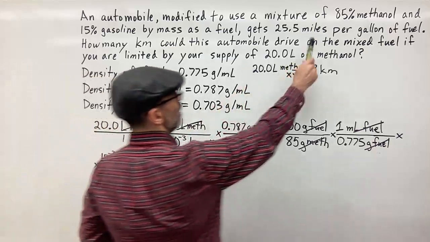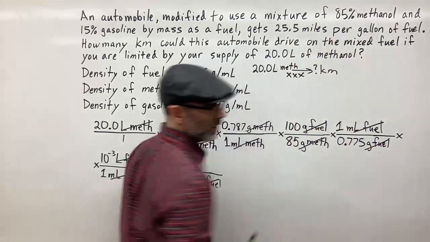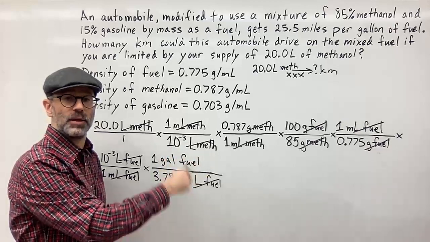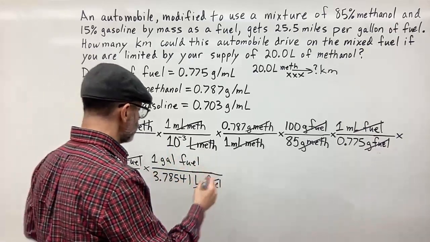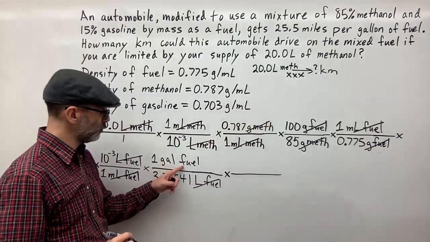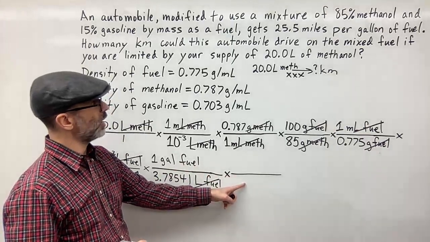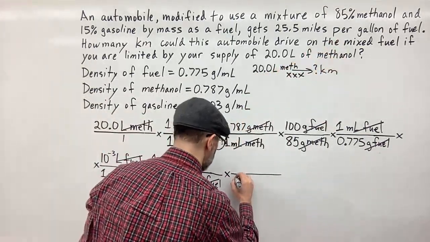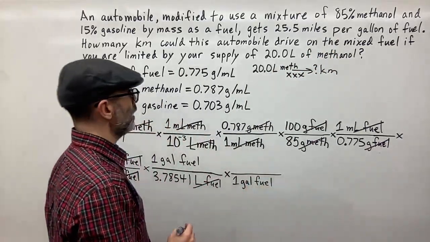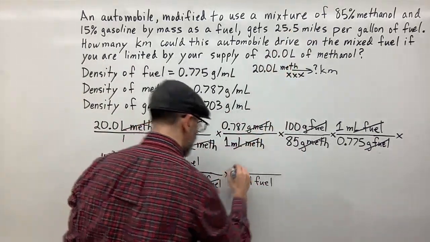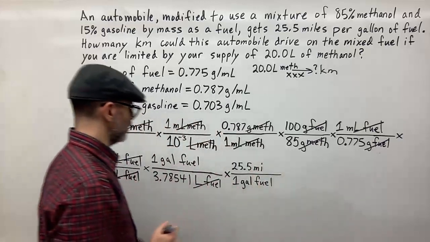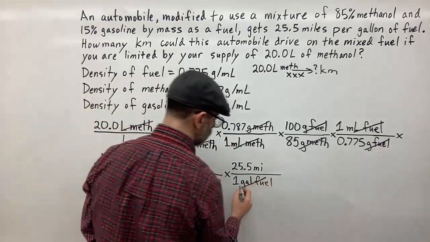Now I can use the 25.5 miles per gallon to convert that to miles traveled. Since I have gallons of fuel on the top, I'm going to put gallons on the bottom. So this is per 1 gallon. 1 gallon of fuel on the bottom, and then the 25.5 miles on top. So gallons of fuel cancel out.